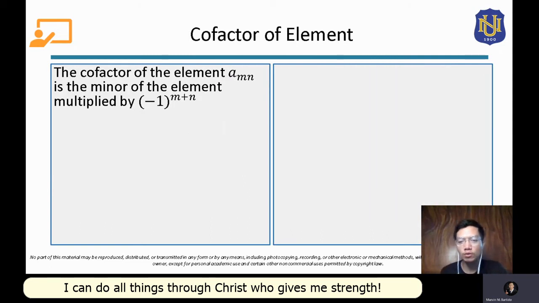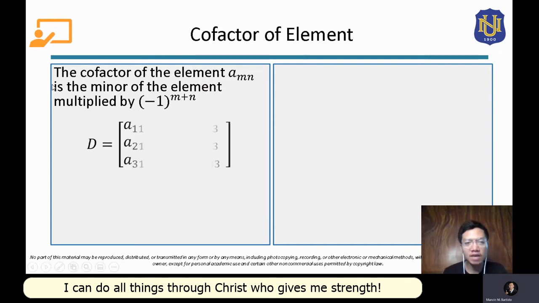So now let's proceed to the cofactor of elements. The cofactor of the element A sub mn is the minor of the element multiplied by -1 raised to m plus n. This is actually similar to your minor. The only difference is that your minor will be multiplied by -1 raised to m plus n, wherein this m and n come from the position of the element whose cofactor you are solving.